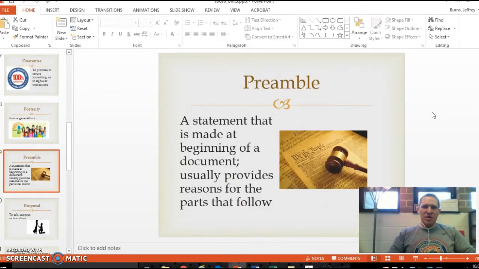All right, preamble. There's the preamble, which we'll talk about. It's the introduction to the Constitution. But a preamble could be a general word. It's just a word that means like an introduction or a beginning of a document that usually says this is what the document is going to be about. Kind of like a goal-setting section of the document right at the beginning.